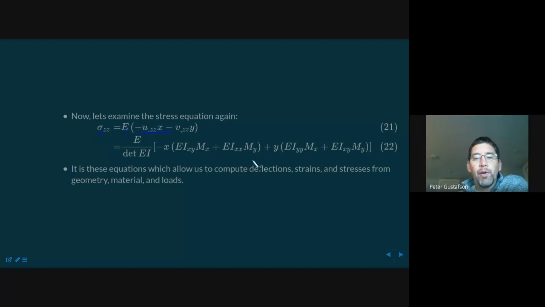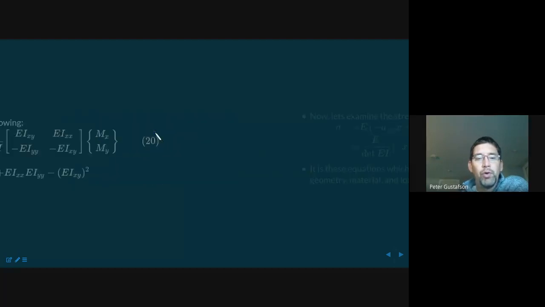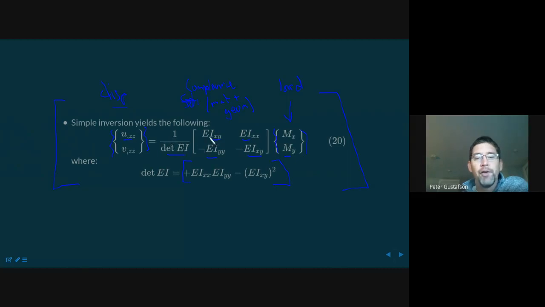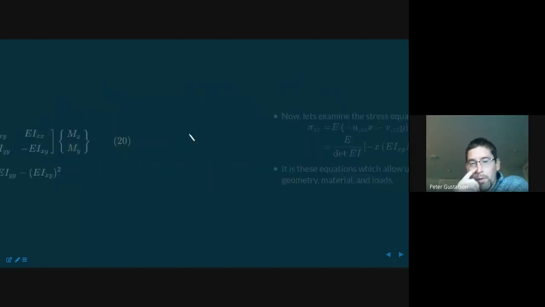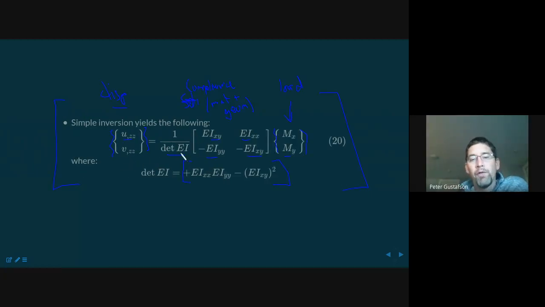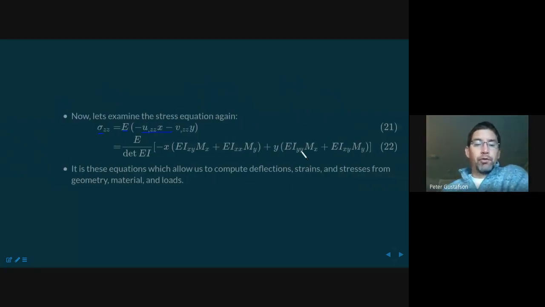We plug in all these terms that we have now calculated, and lo and behold, we can say that U comma ZZ is equal to 1 over the determinant of EIXY times MX plus EIXX times MY. Similarly, we had the V comma ZZ term, which is the second row, 1 over the determinant of minus EIYY times MX minus EIXY times MY. Therefore, wow, stress is really easy to calculate. So between the second derivative of displacement, which allows us to calculate displacement, and stress, we're really easily able to compute deflections, strains, and stresses from the applied geometry, material, and loads.